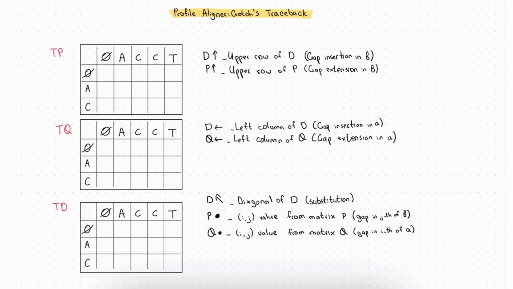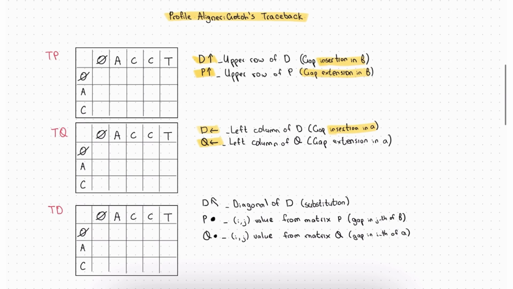The upper row of D, which is when there was a gap insertion in sequence P, or the upper row of matrix P itself, so gap extension in B. Similarly, for TQ, the value could have come from the left column of D, meaning gap insertion in A, or the left column of matrix Q, meaning gap extension in A. Lastly, we have matrix TD, and there are three options where the value could have come from. We have D diagonal, meaning that there is an alignment of two nucleotides without a gap.